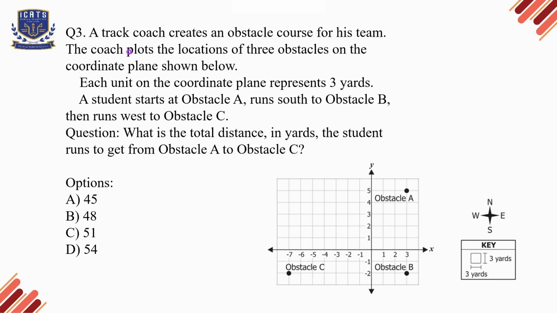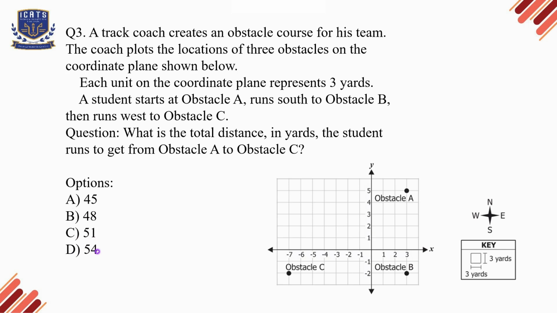Question number 3. A track coach creates an obstacle course for his team. The coach plots the location of 3 obstacles on the coordinate plane shown below. Each unit on the coordinate plane represents 3 yards. A student starts at obstacle A, runs south to obstacle B, then runs west to obstacle C. The question is, what is the total distance in yards the student runs to get from obstacle A to obstacle C? The options are, option A is 45, option B is 48, option C is 51, and option D is 54.